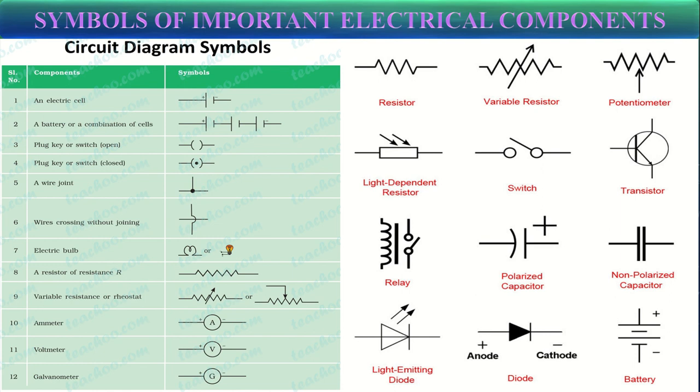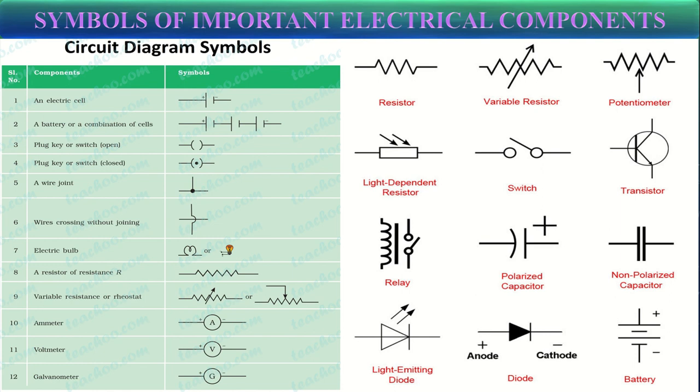You can see the two wires are not joining to each other. Next, electric bulb. Either of the two you can write. Next, eighth one is a resistor. Next is variable resistor. So what is the difference between resistor and variable resistor?